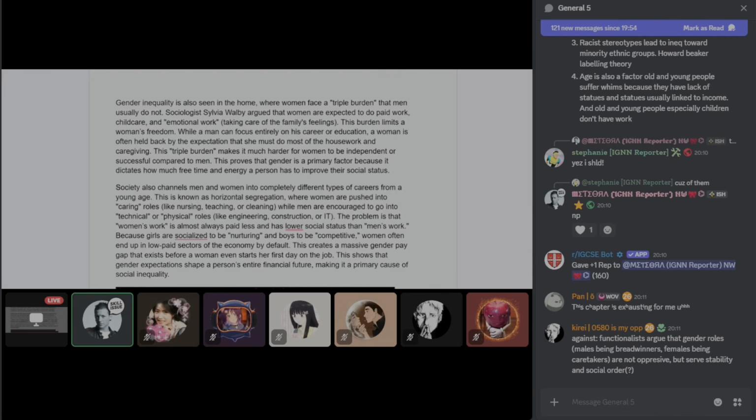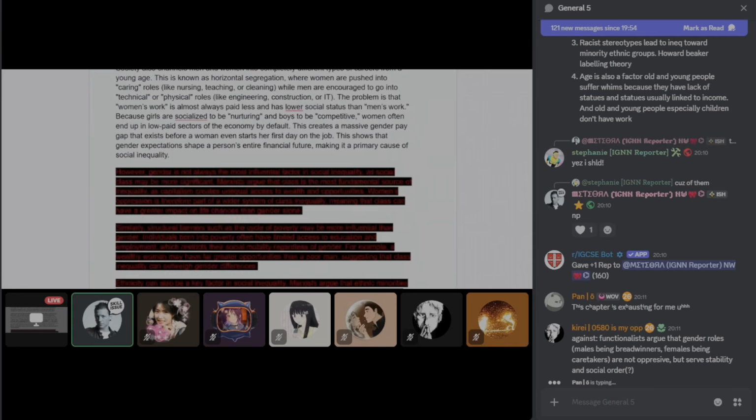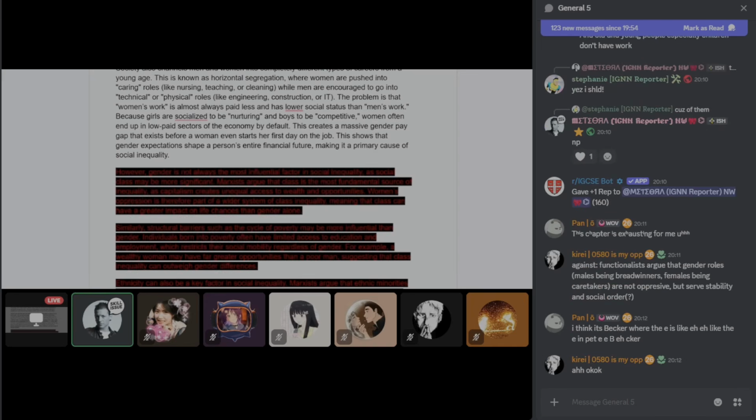Against, functionalists argue that gender roles, males being breadwinners and females being caregivers, are not oppressive but serve stability and social order. Okay, I have to think about this. This is a really interesting point. Your point is 100% correct, but I might be wrong here, but I don't think it serves the question well. It doesn't address the question about it being the most influential factor in society. If anyone has another thought, then please share, or else I will reveal my answers.